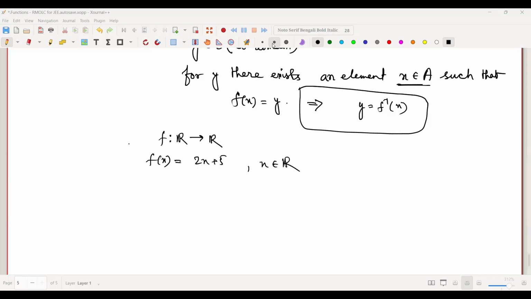So this function is from R to R, from real number to real number. So f(x) is equal to 2x plus 5. So take y belongs to R. This is from codomain. Okay.